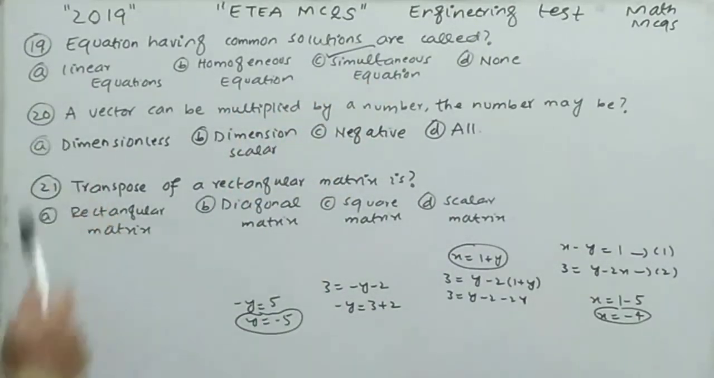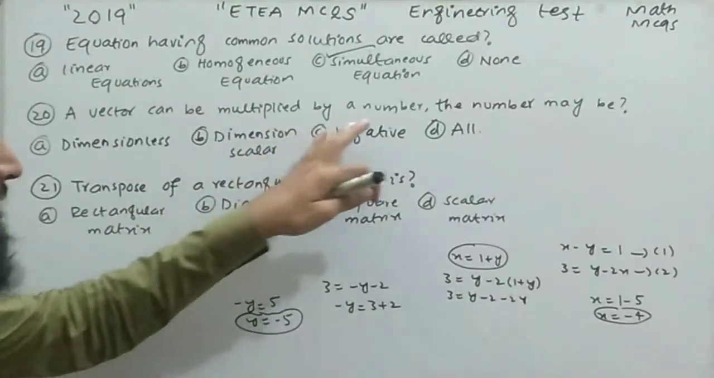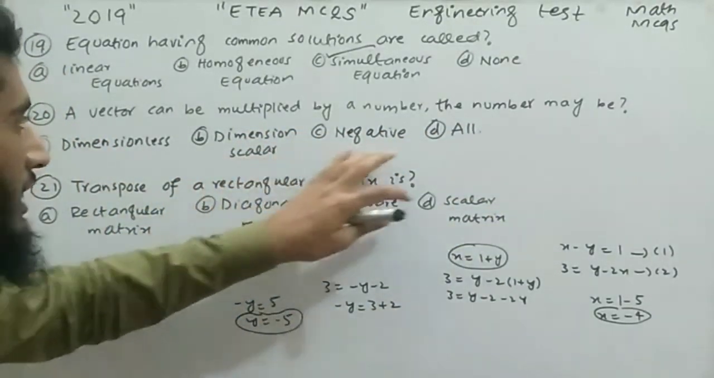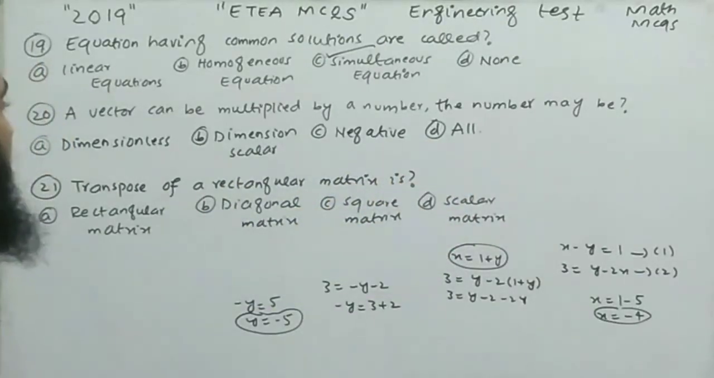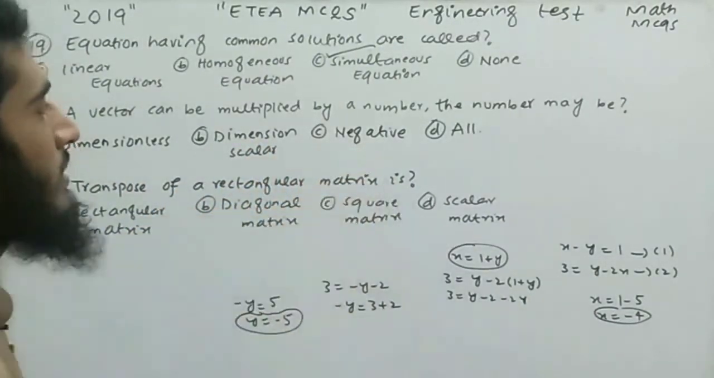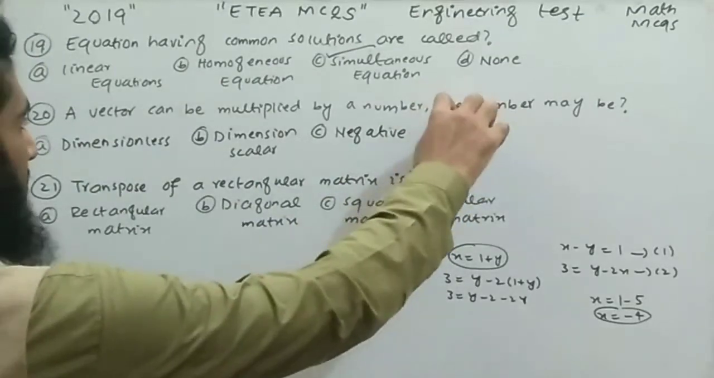Move toward MCQ number 20. It tells that a vector can be multiplied by a number. The number may be: dimensionless, dimension scalar, negative, all. Remember that a vector can be multiplied by any quantity. Either the quantity is dimensionless, or the quantity is a dimensional scalar, or the quantity is negative. So the correct option for this MCQ is option D, all.